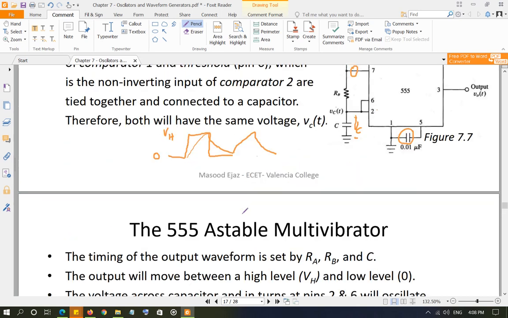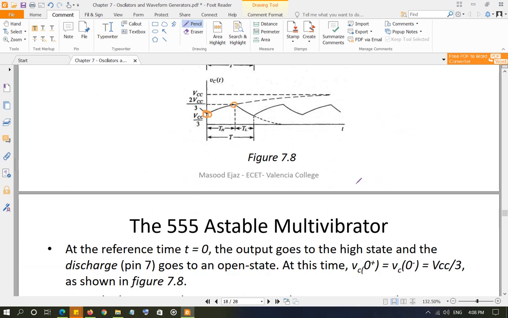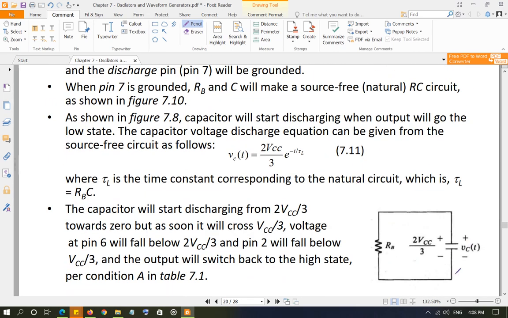Now when this pin is grounded right here, what's going to happen? This circuit is going to become a source free circuit: C, RB and ground, and of course ground is here. So this circuit is going to become ground, C, RB and ground, right? So it's going to become a source free or natural circuit right here. Now the voltage on the capacitor at the start of this cycle is 2 VCC by 3.